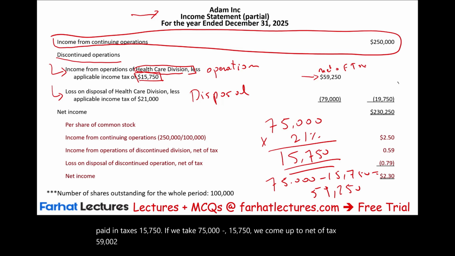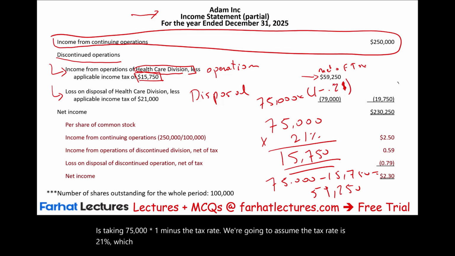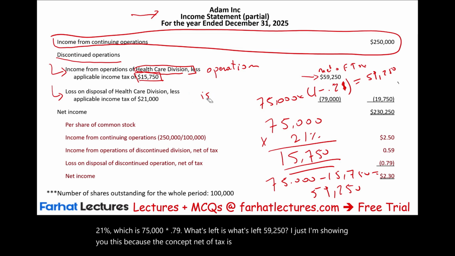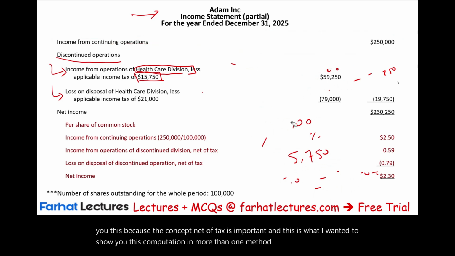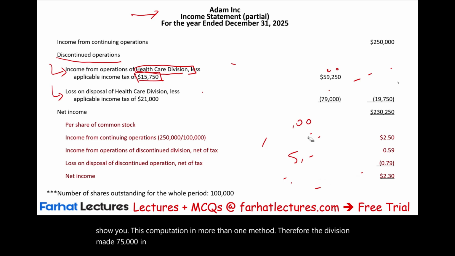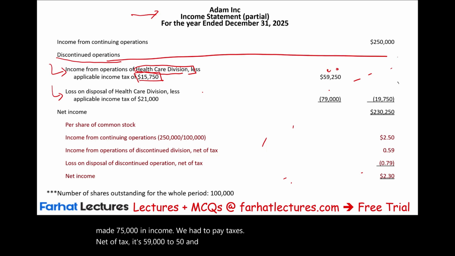Another way to compute this is taking $75,000 multiplied by 1 minus the tax rate. We're going to assume the tax rate is 21%, which is 75,000 times 0.79. What's left is $59,250. I'm showing you this because the concept of net of tax is important, and this is why I wanted to show you this computation in more than one method. Therefore, the division made $75,000 in income. We had to pay taxes. Net of tax, it's $59,250, and we list this separately because what are we doing with the healthcare division? We are disposing of it.